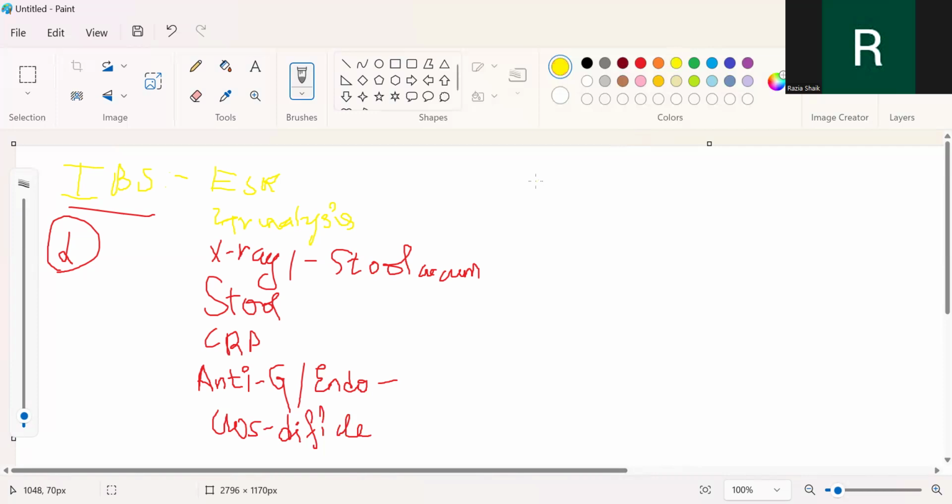In the treatment, firstly for diarrhea, you need to evaluate how many episodes. If it is very severe, start with normal saline and admit the patient. If it is not that severe, then you can simply go with loperamide, and antispasmodic agents like hyoscyamine.